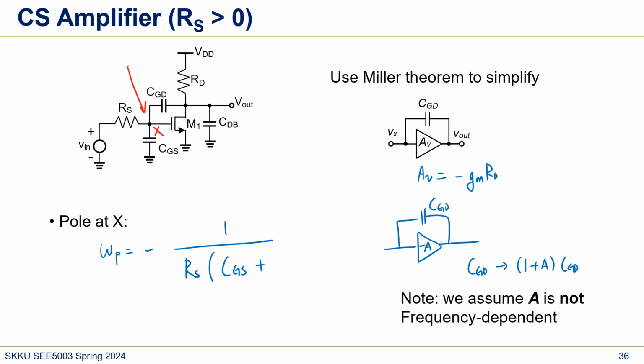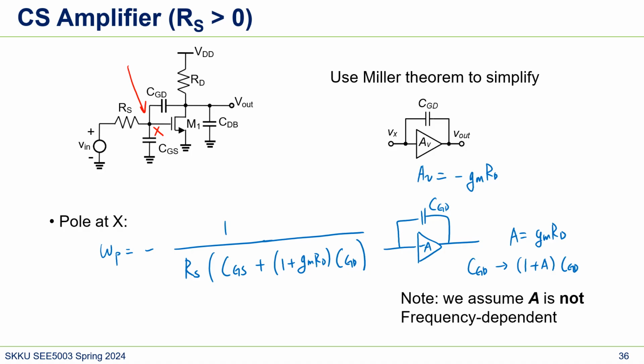So here A is GM RD. Just be cautious about this polarity. So this will be 1 plus GM RD times CGD. So this is our pole.